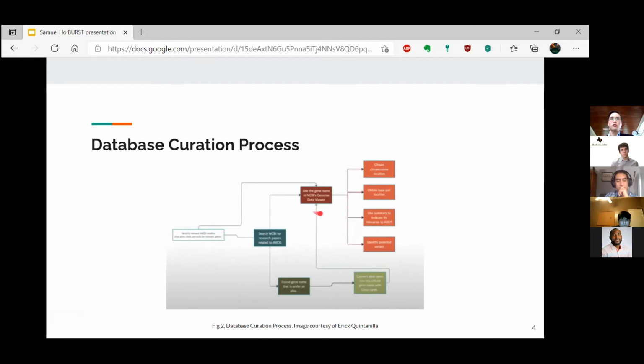From there, we would go to this step, namely to use NCBI's Genome Data Viewer, which would in turn provide us with the relevant data to fill in our database, such as obtaining the chromosome location, obtaining the base pair location, and so on. These two steps in green, I'll touch upon later, but these were essentially a detour step that would eventually get us back to this red step here, in which we would follow the steps in green when a gene was found in a paper under an alias name and we needed to convert it to its official gene symbol.